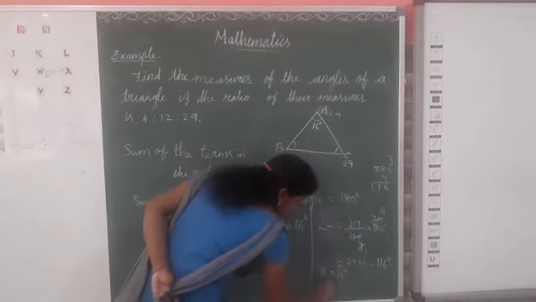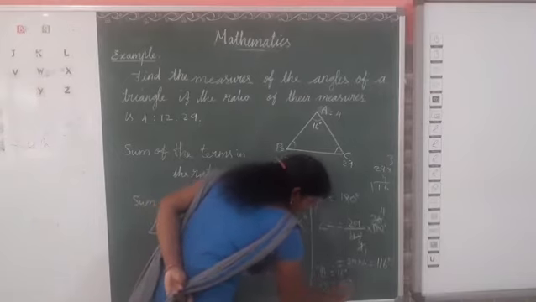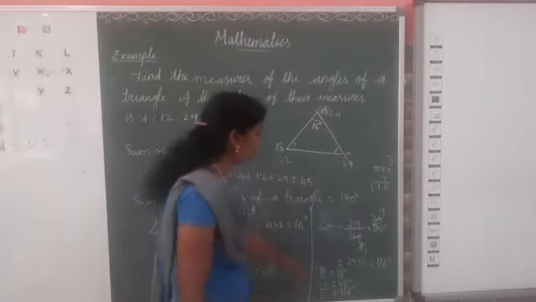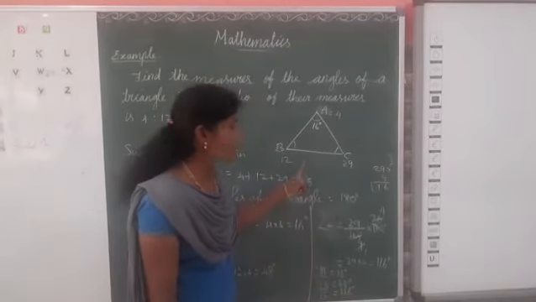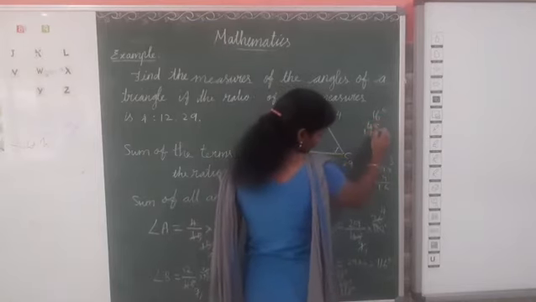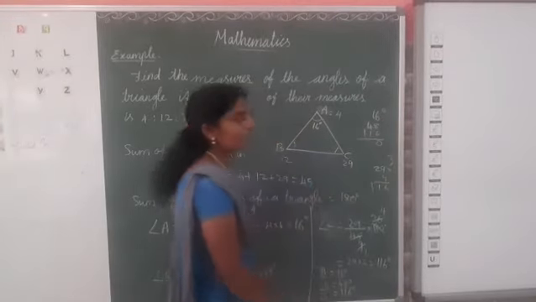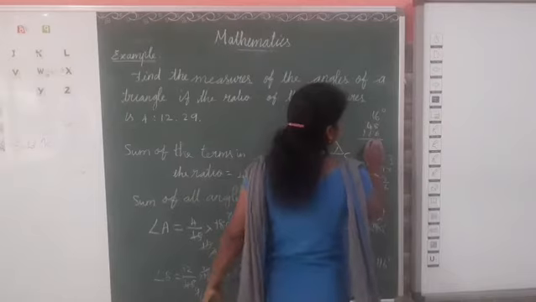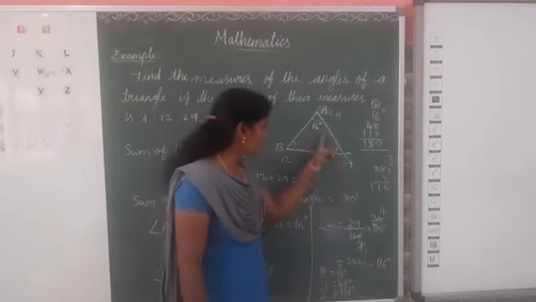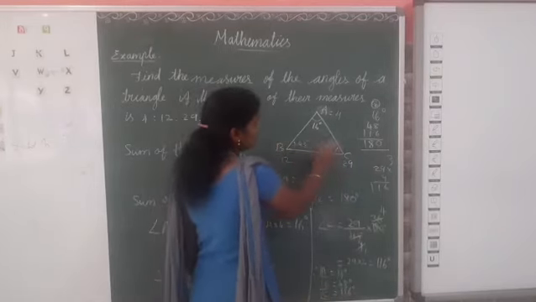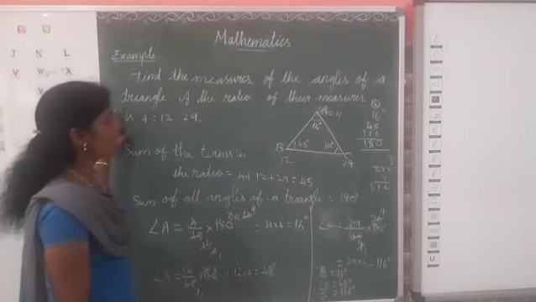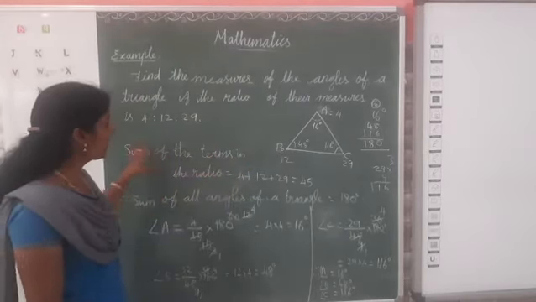Now listen, therefore angle A is equal to 16 degrees, angle B is equal to 48 degrees, angle C is equal to 116 degrees. Now we can add these three, and if we add these three angles we get 180, which means the answer is correct. Okay. Now 16 degrees plus 48 plus 116 is 180 degrees. So angle A is equal to 16 degrees, angle B is equal to 48 degrees, angle C is equal to 116 degrees. So the measures of the angles are 16 degrees, 48 degrees, and 116 degrees.